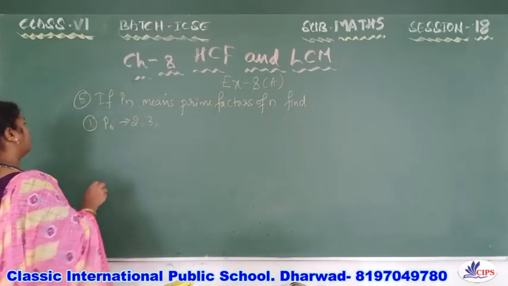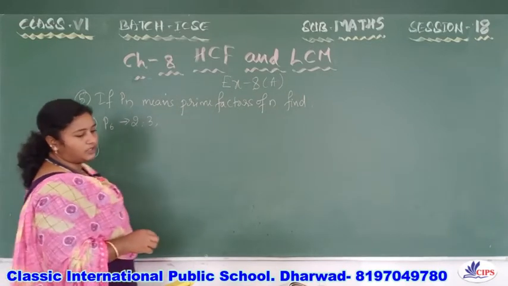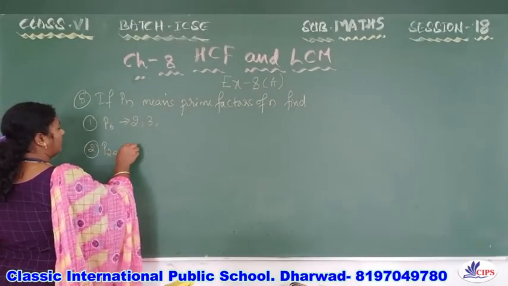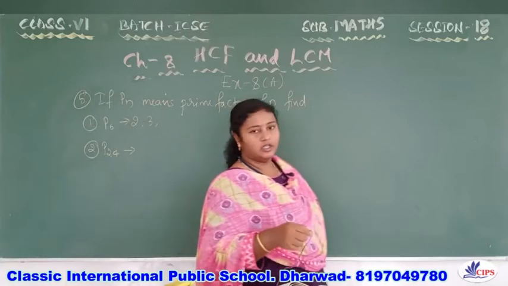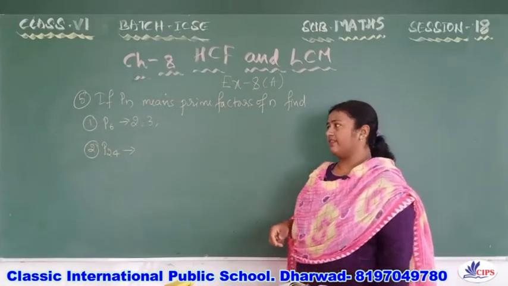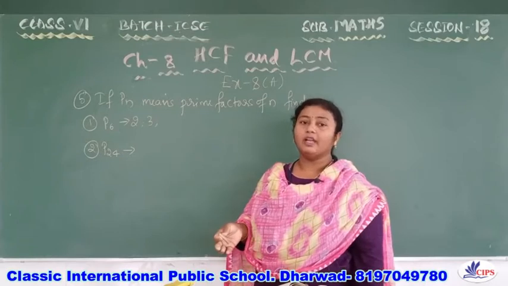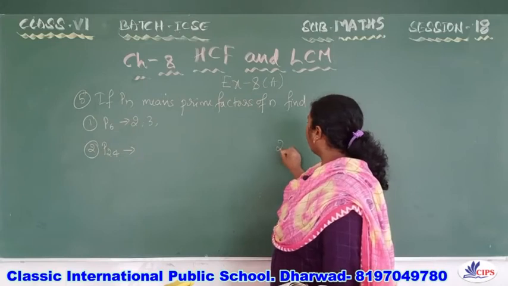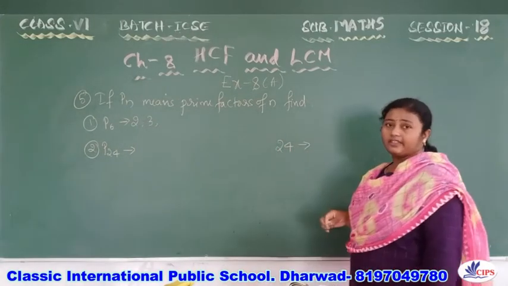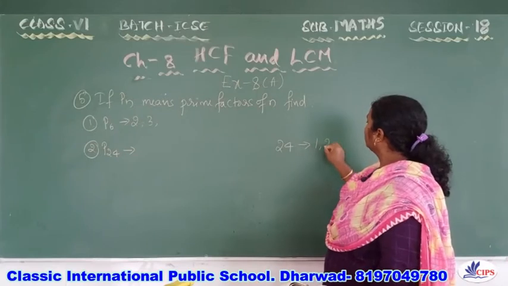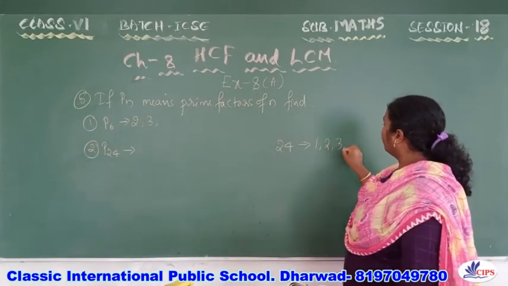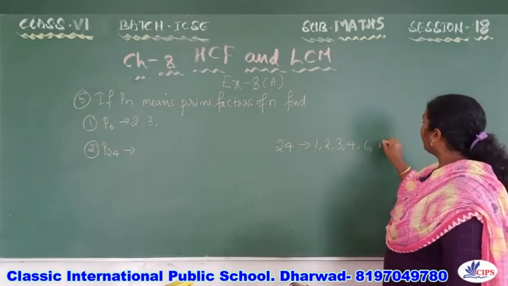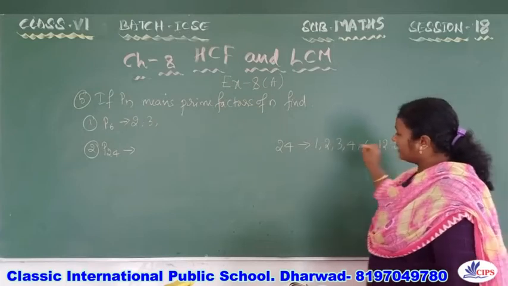Prime factors. Question number 2. What is there? P24. Factors of 24 you have to list. If you have any confusion, write first the factors of 24 and then you can write the prime factors of that number. So side by side, I will write the factors of 24: 1, 2, 3, 4, not 5, it is 6, then 12, 24. These are the factors of 24.